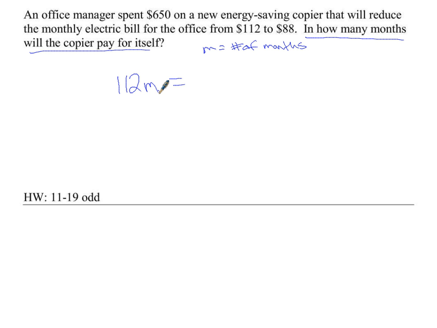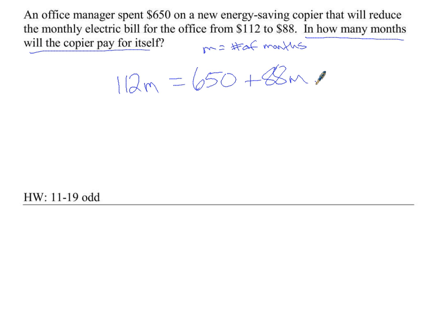$112 per month. Now on the right side, we'll put all of the money that we're spending on this new copier. We have to spend that $650 just to get the copier. Then we plug it in, and we start paying for electricity on it, right? So plus $88 per month, 88M. Now we have an equation written, we can solve it.